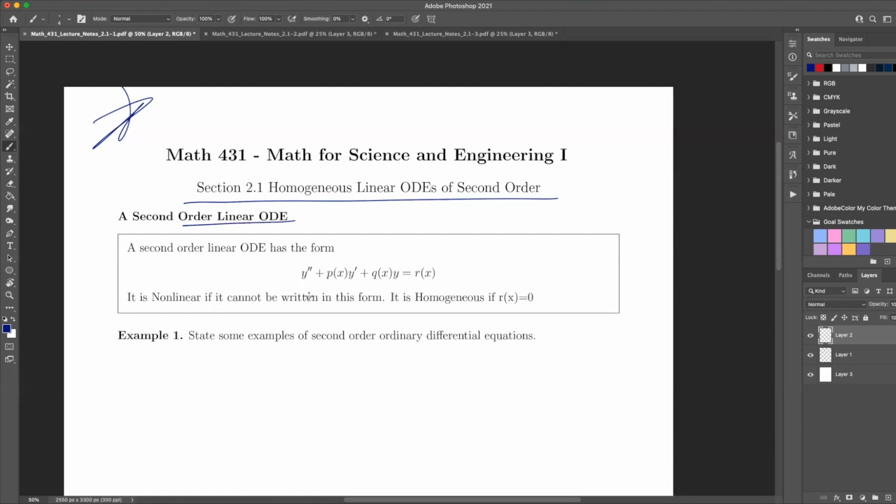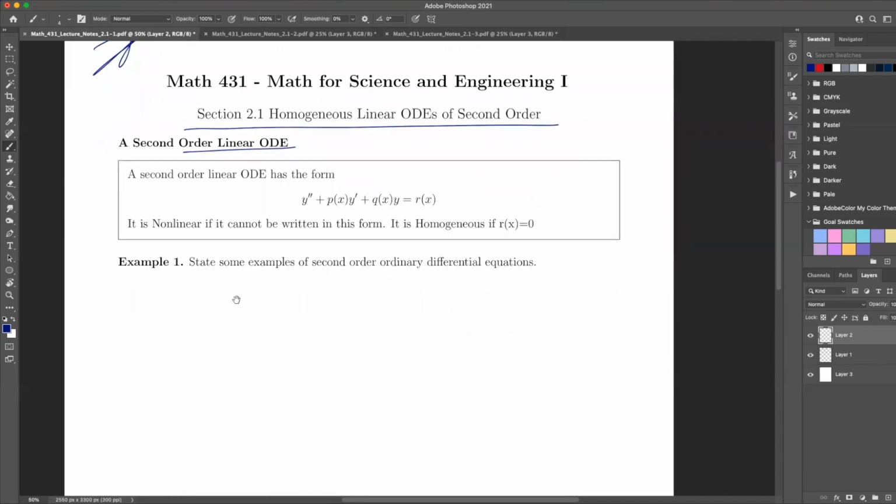So linear looks like the following. It's going to be y double prime, so this is the second derivative, equals some function of x times y prime, and then some function of x again. So p of x, q of x on y, and then r of x. And it's homogeneous if r of x is equal to 0. It's nonlinear if you can't write it in this form. So let me give you a couple example things and state what they are.